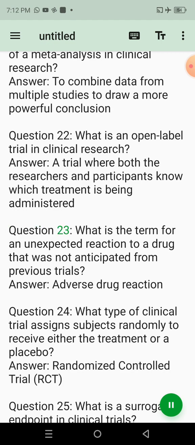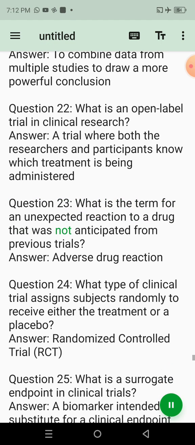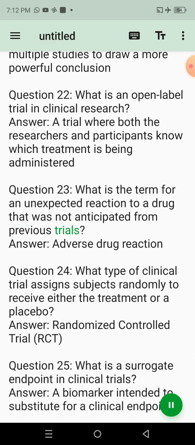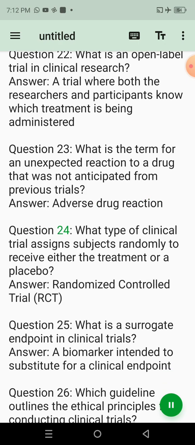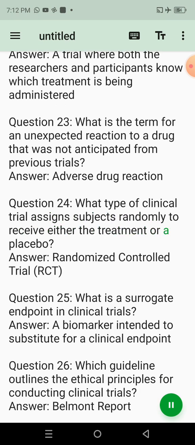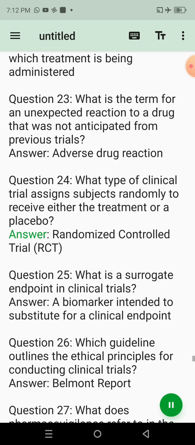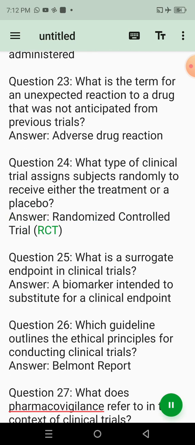Question 23. What is the term for an unexpected reaction to a drug that was not anticipated from previous trials? Answer: Adverse drug reaction. Question 24. What type of clinical trial assigns subjects randomly to receive either the treatment or a placebo? Answer: Randomized controlled trial (RCT).